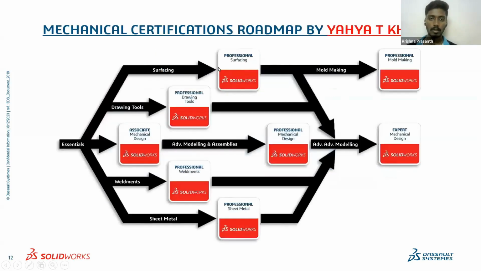So for example, if we are good with the surfacing and completing the professional surfacing level, and then the drawing tools, weldments and sheet metal, the person can take the CSWE. It is not mandatory to do the mold making session exam, because these four level exams are kind of easy when compared to the mold making. So this is the toughest exam when you are working with the professional advanced level.